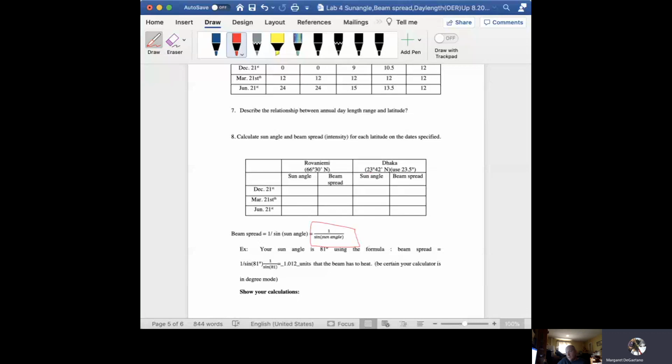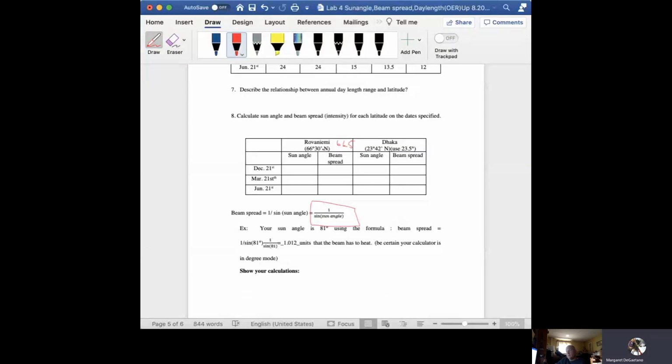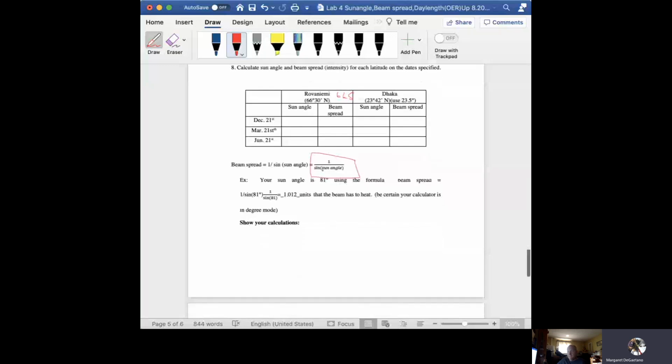For this one, like I told you, you can use 66.5. That's probably the easiest rather than 0.30, because that will kind of mess it up a little bit. And then for this one, I said use 23.5. I should have put that in this one as well, because a lot of students don't realize that 30 minutes is 0.5 degrees.